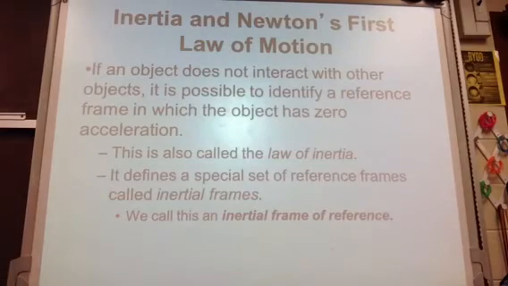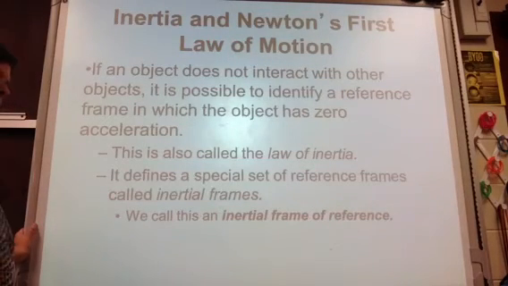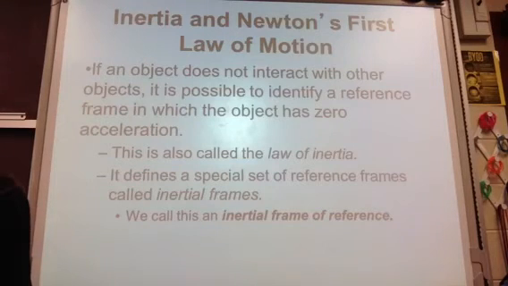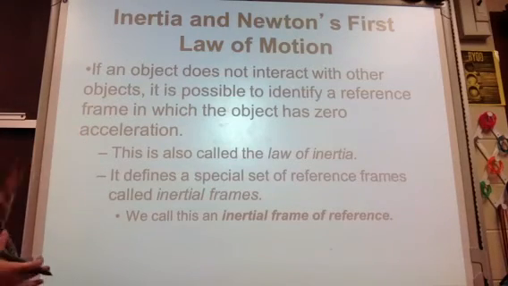We also have non-inertial frames of reference. And if we have a non-inertial frame of reference, then I'm going to see an acceleration relative to the inertial frame that I'm in. So a non-inertial reference frame would be where I'm seeing some type of acceleration.